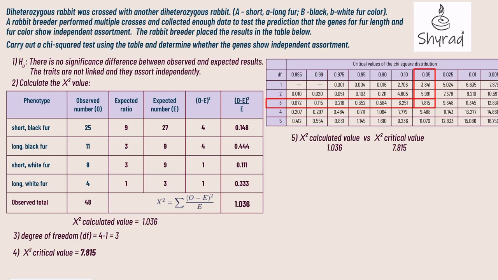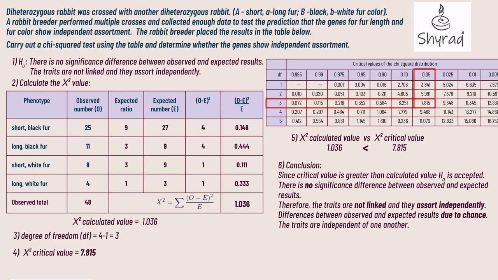On step 5, we have to compare the calculated chi-square value with the chi-square critical value. And it turns out that the critical value is greater than the calculated value. So what does it tell us? Since the critical value is greater than the calculated value, the null hypothesis is accepted. There is no significant difference between observed and expected results. Therefore, the traits are not linked and they assort independently.